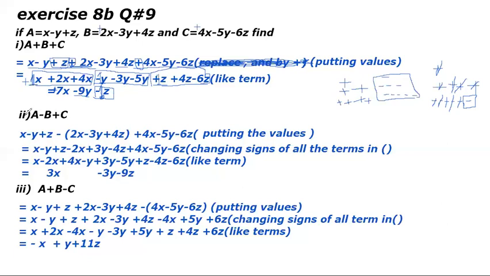Now the b part, the second part. It is A minus B plus C. The first step, as in the first part, is putting values. First we will put the value of A, x minus y plus z, the value of B, 2x minus 3y plus 4z, and the value of C, 4x minus 5y minus 6z.